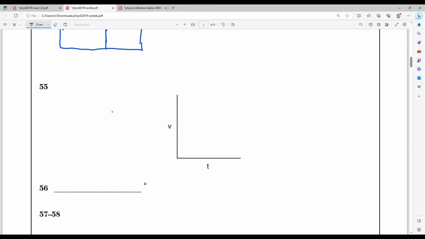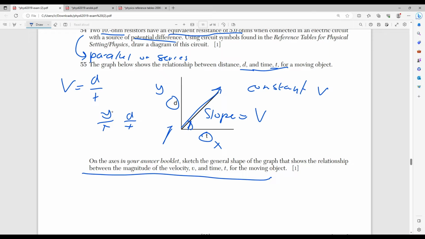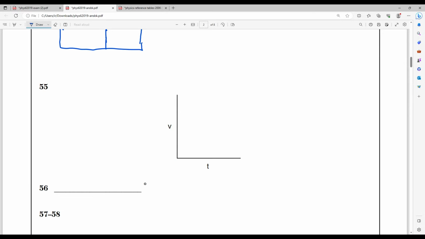Right? Now on my reference table, it's asking us, using this relationship, using this graph, what is v in terms of t? Well, if I just said that my velocity is constant, it should just be a straight line, right? Because my velocity doesn't change.